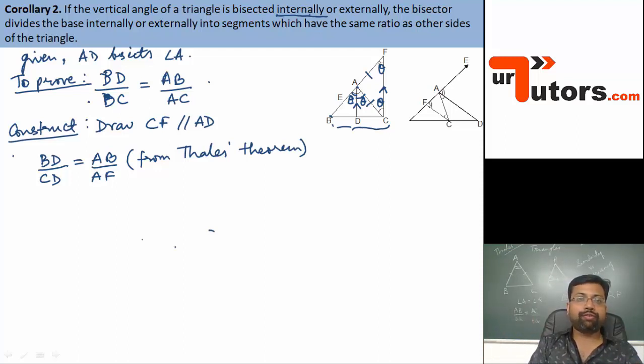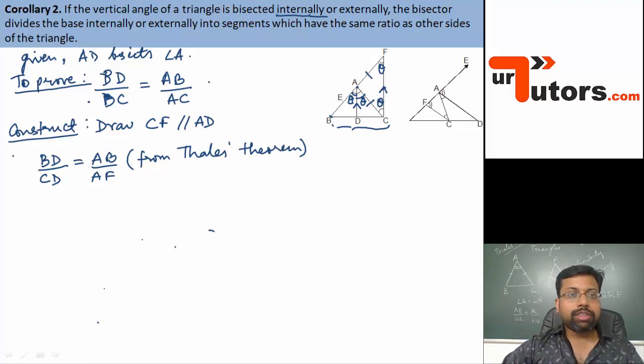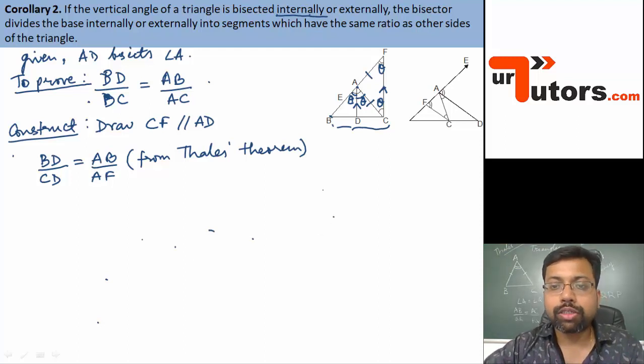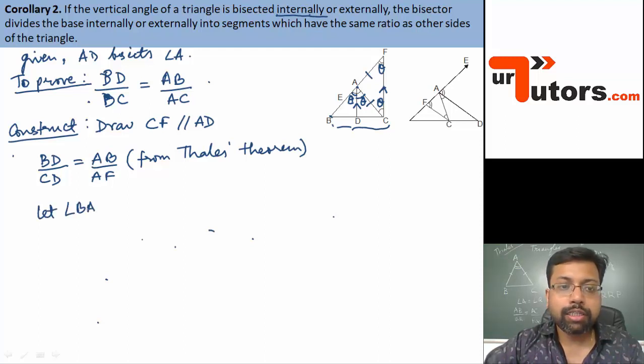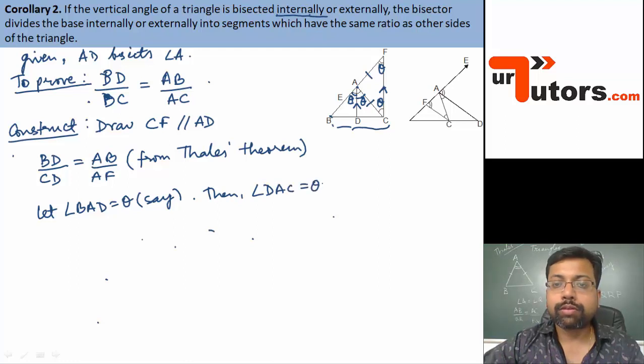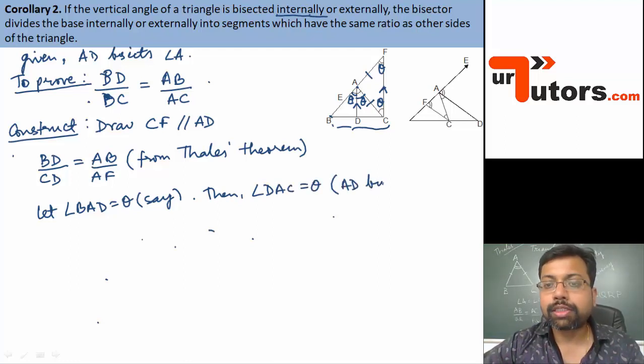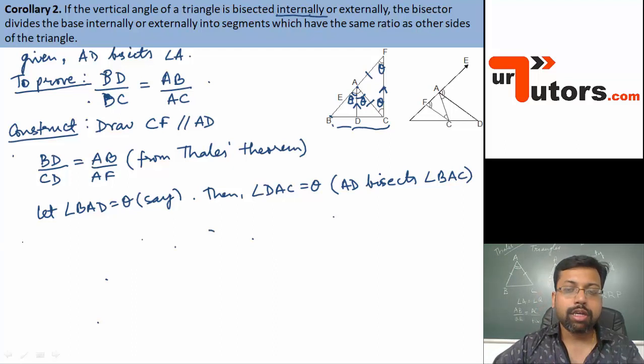Okay, in the triangle BFC, if you look at, okay, so this is true. Now we see that in the proof that we need, the left hand side we have got BD by DC, but in the right hand side we have AB by AF. Just now we also saw that, or we can prove here, that let angle BAD equal to theta. Okay, so let's assume it's called theta. Then angle DAC is equal to theta, as AD bisects angle BAC. It's given that AD is the bisector.